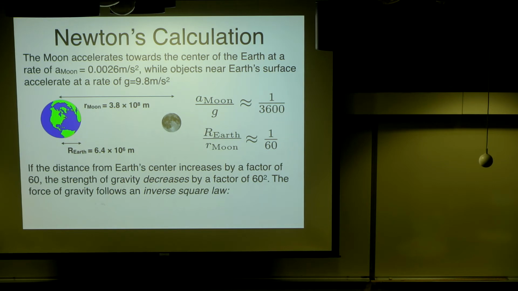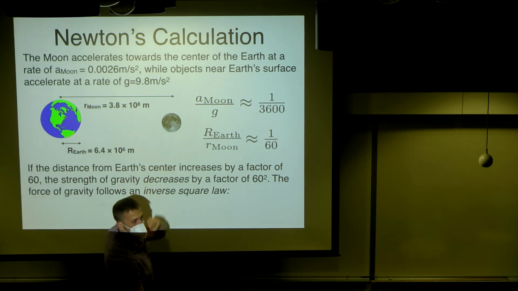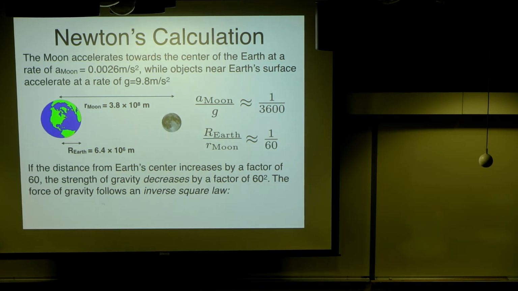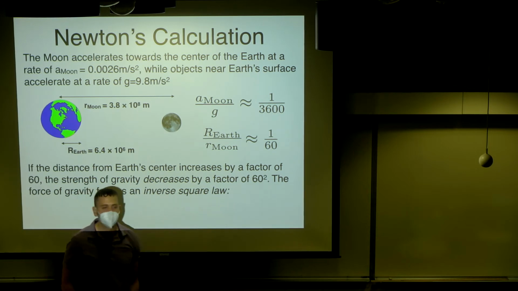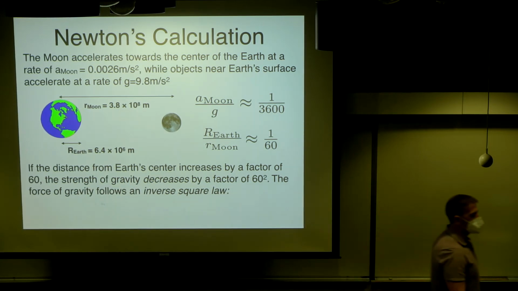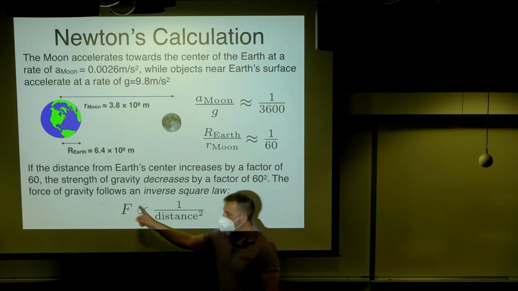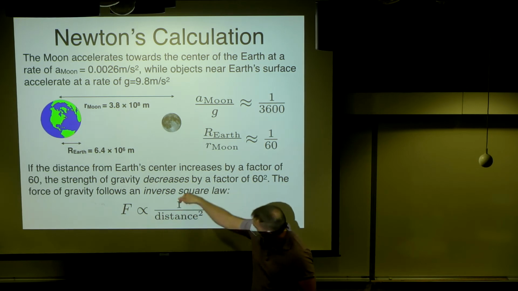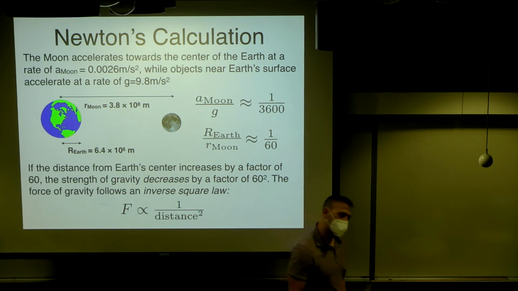again, what we're seeing here is if the distance increases by a factor of 60, that's the case if we go from right at the surface of the Earth out to where the moon is, then the strength of gravity decreases by a factor of 60 squared. And that whole idea is the inverse square law. The force of gravity is proportional to 1 divided by the distance squared. This is saying it gets weaker with distance squared, not just getting weaker with distance, but getting weaker with distance squared.